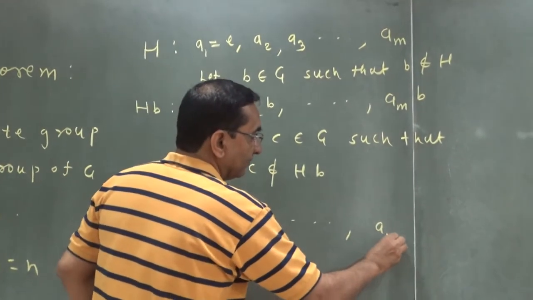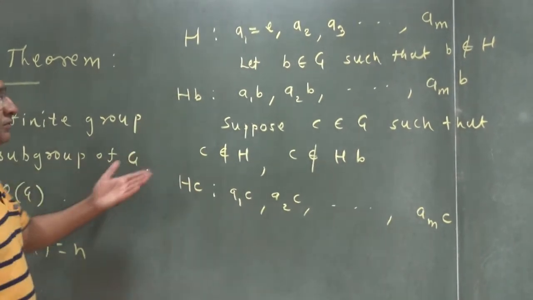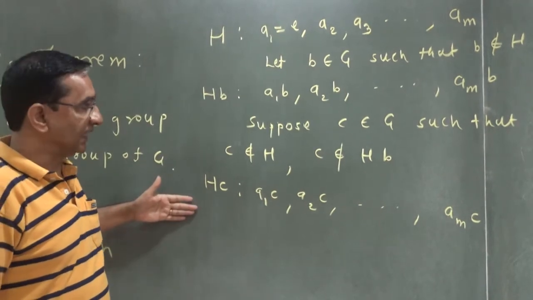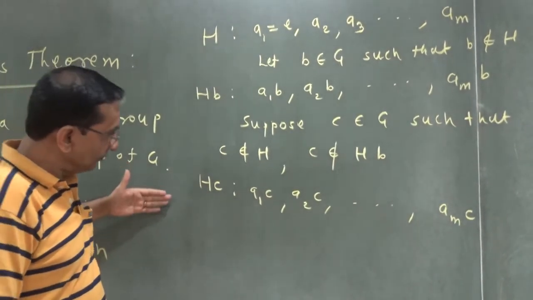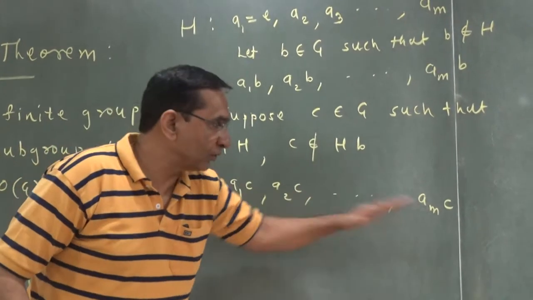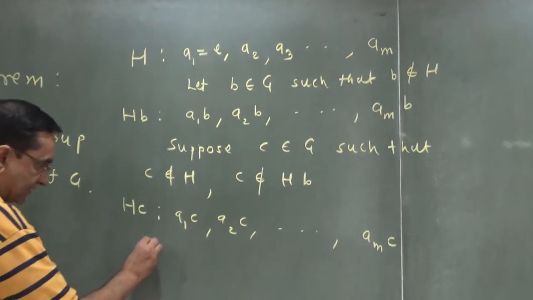AM times C. Now I again try to find some element of G which is not in any one of these three sets. If I can find one, then I form one more set like this, one more row of this array. Okay. So I continue this process.